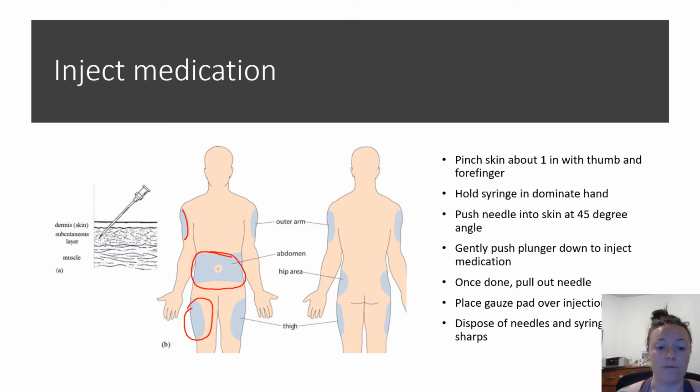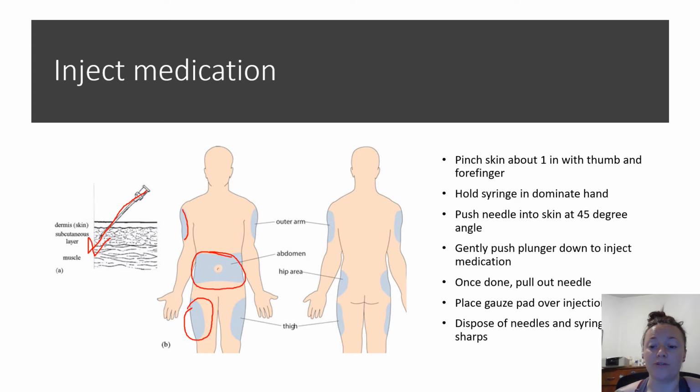And like I said, a 45-degree angle right into the subcutaneous layer. So what you're going to want to do is pinch your skin about 1 inch with your thumb and forefinger of your opposite hand. Hold the syringe in your dominant hand, and you're going to come in at a 45-degree angle. Push the needle in real good. Then you're going to push down on the plunger gently, and it might take a little bit.